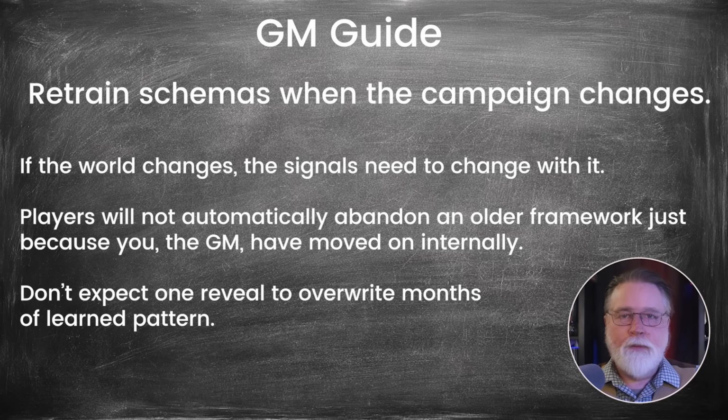So if the city watch is now competent and dangerous, you need several scenes that demonstrate competence and danger. If a faction once coded as villainous is now fractured or sympathetic, build that shift through multiple encounters. Don't expect one reveal to overwrite months of learned pattern.